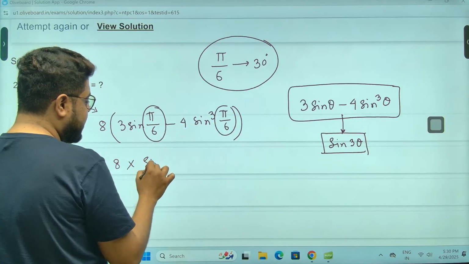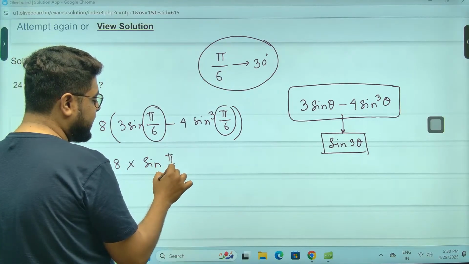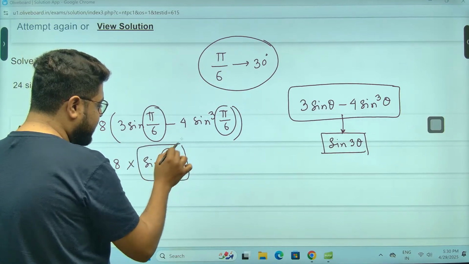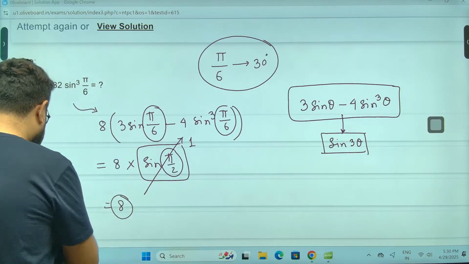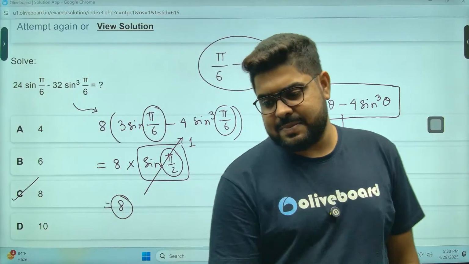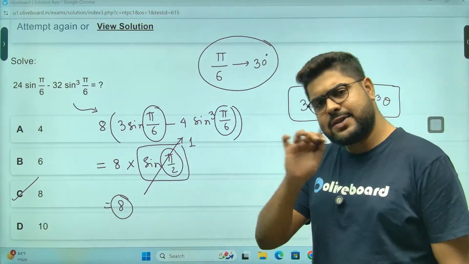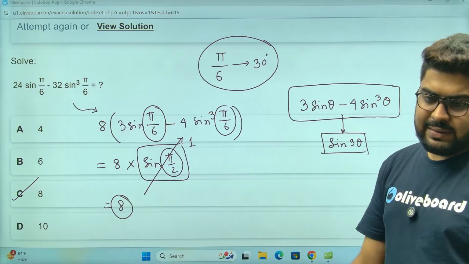So sine pi by 6 into 3, 30 into 3, sir, is pi by 2, 90 degrees. Sine 90 degrees value is 1, so the answer will be 8. The calculation becomes a little easy. That's all there is, sir.